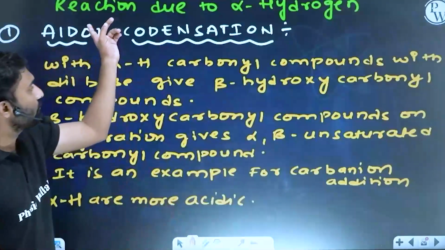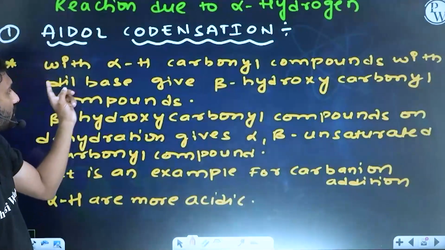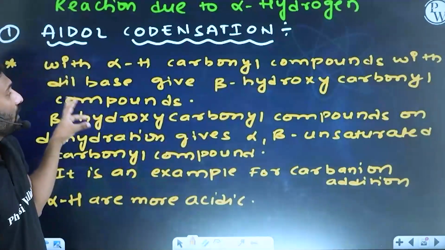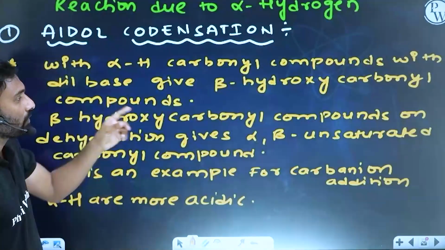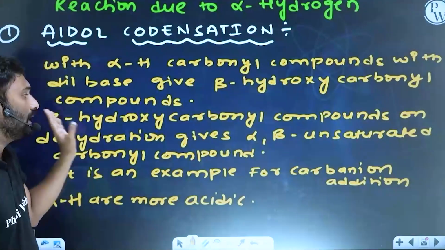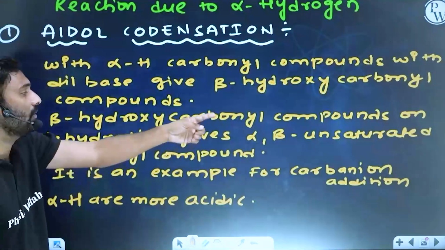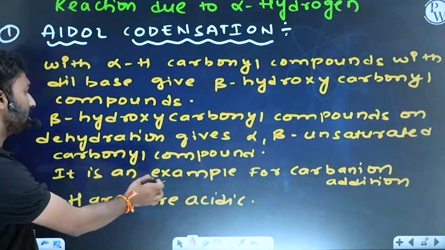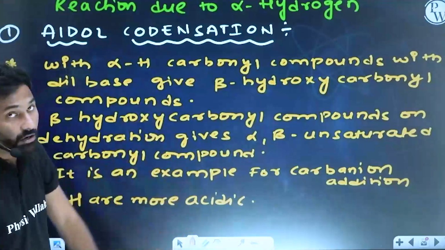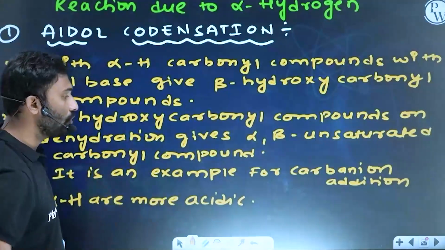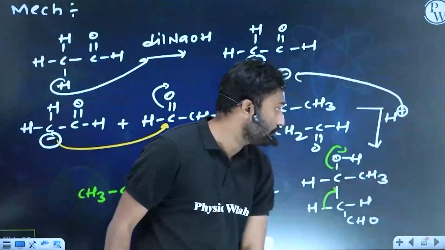Look here, the first is the aldol condensation. In aldol condensation, carbonyl compounds with alpha hydrogen, with a dilute base, will give the beta hydroxy carbonyl compound. Beta hydroxy carbonyl compounds upon dehydration give alpha beta unsaturated compounds. It is an example of carbanion addition. Alpha hydrogens are more acidic.